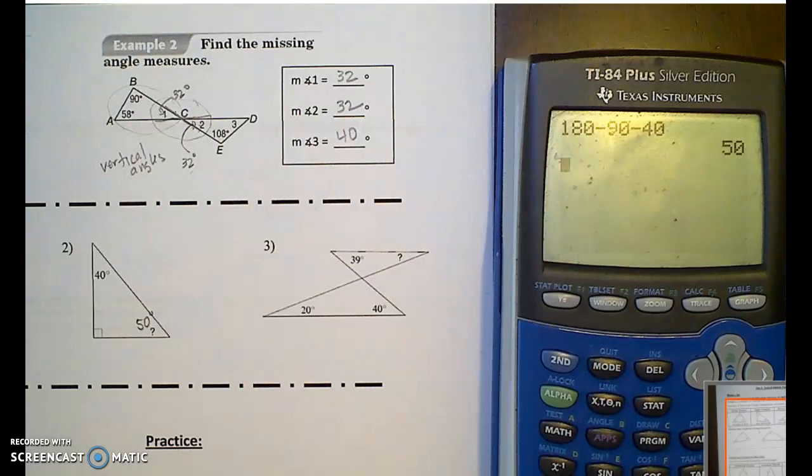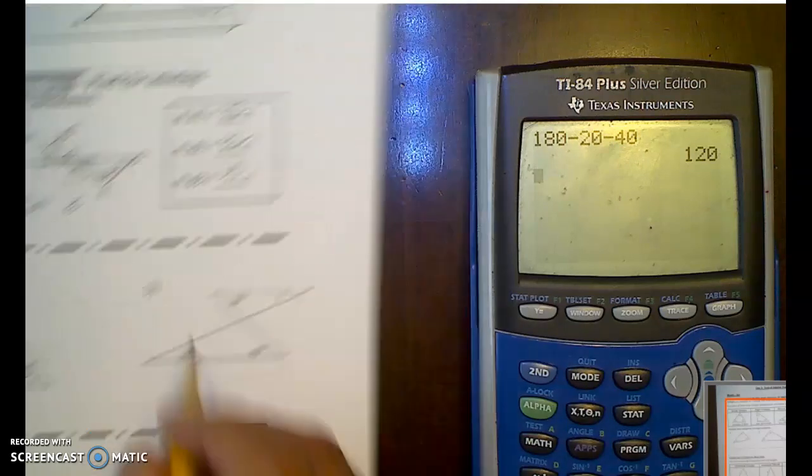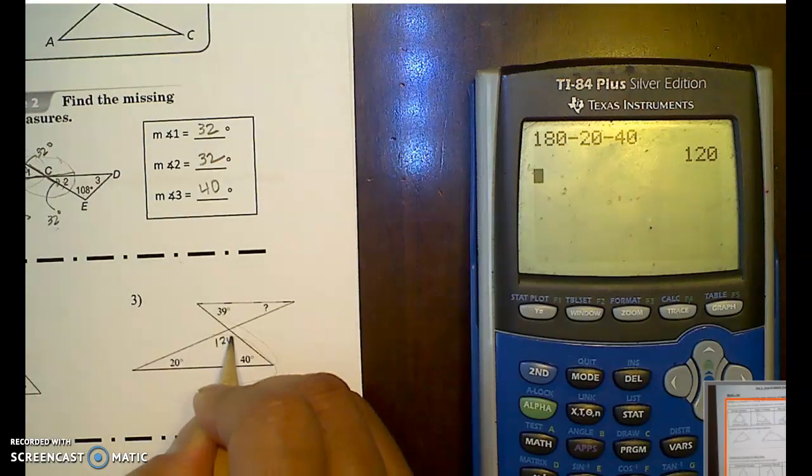Right. And with this last example, we'll start with the bottom triangle, again because we have 2 of the 3 angles of this triangle. Let's do 180 minus 20 minus 40, which is 120. So we write that right in here.